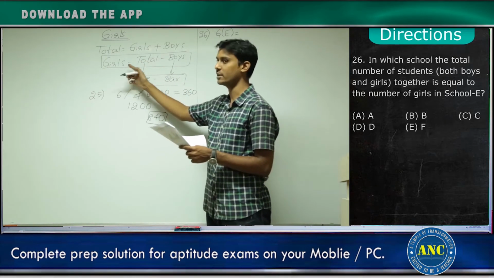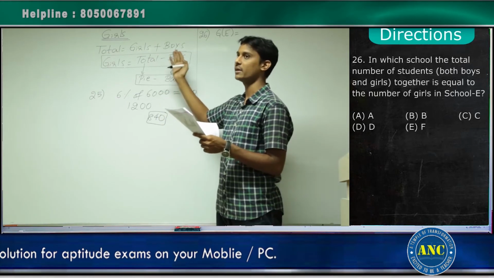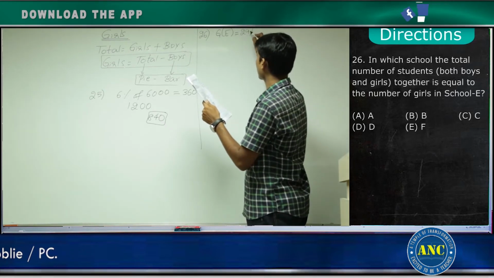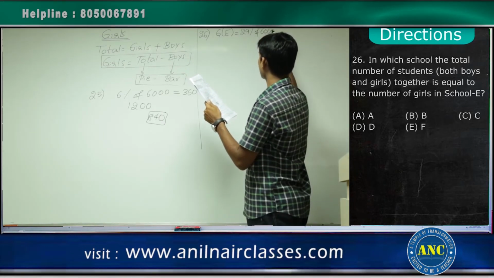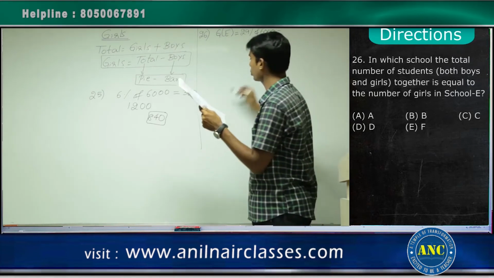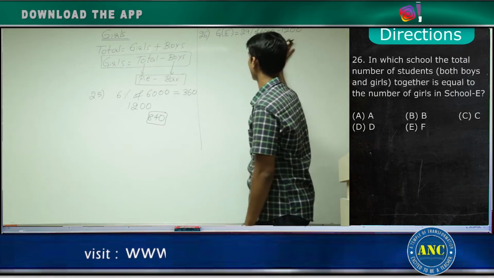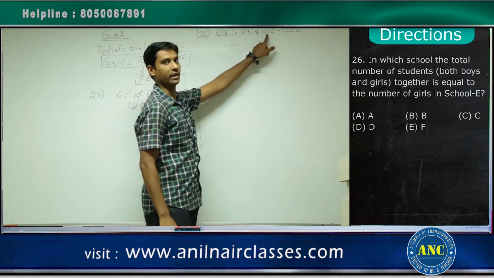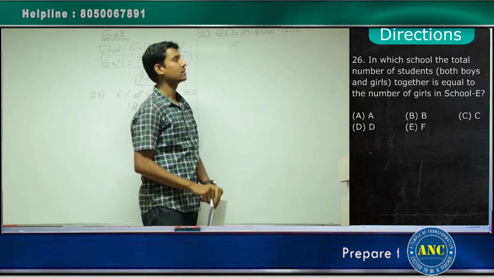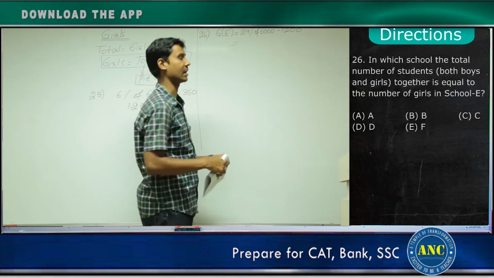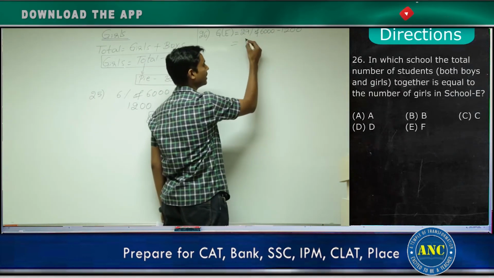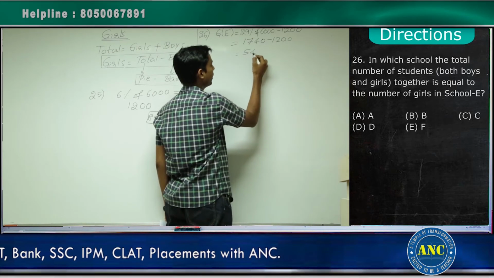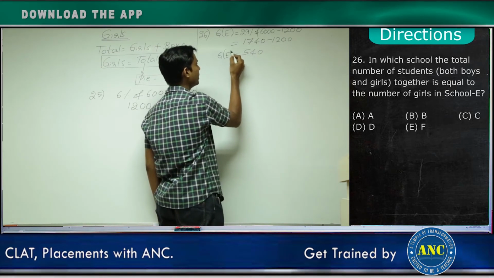The total number of girls in school E is the total number of students in school E minus the number of boys in school E. The number of students in school E is nothing but 29% of 6000, minus the number of boys in school E, which is 1200. 30% of 6000: 10% is 600, so 30% is 1800. 1% is 60. 1800 minus 60 is 1740. 1740 minus 1200 is 540. The total number of girls in school E is 540.